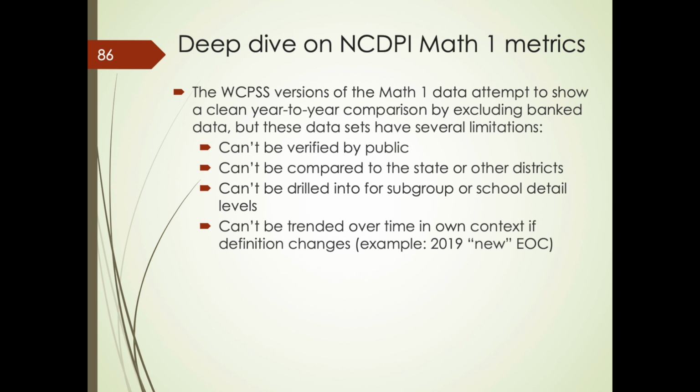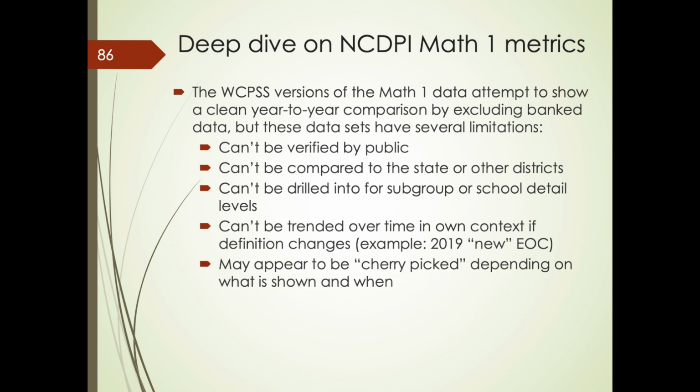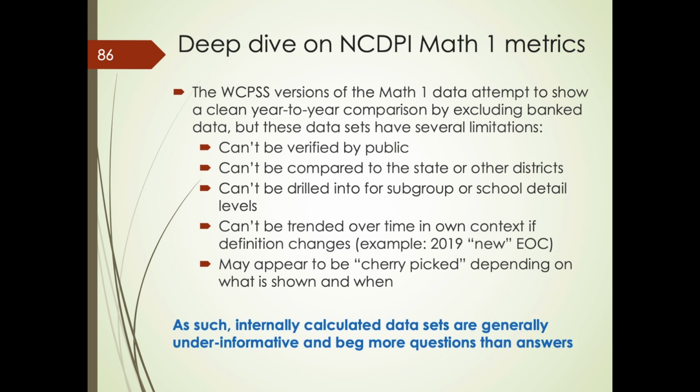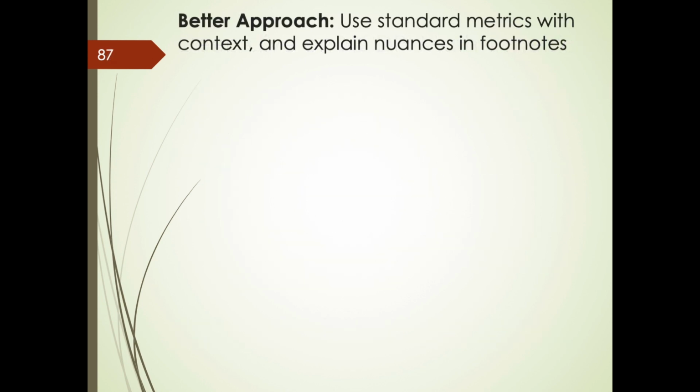So for example, the 2019 new EOC has seemingly made it impossible to compare from 2018 to 2019. But I take exception to that. I think there are ways to make comparisons, and I'm going to show you that here. And then last but not least, they may appear to be cherry-picked depending on what is shown and when it's shown. So my point of view here is that internally calculated data sets are generally underinformative and may beg more questions than answers. I think the best approach is to use standard metrics with context and explain the nuances, the little variances and the differences in why those standard metrics may vary from the ideal data set.